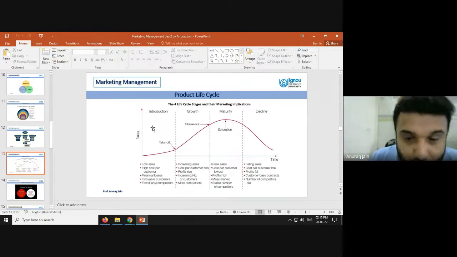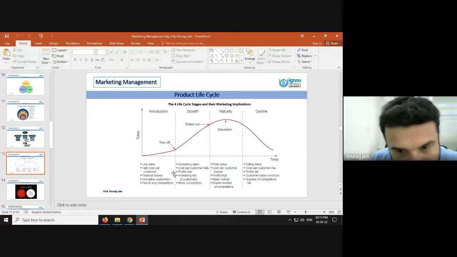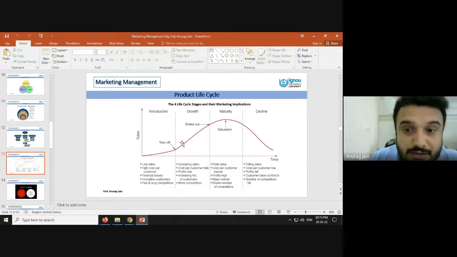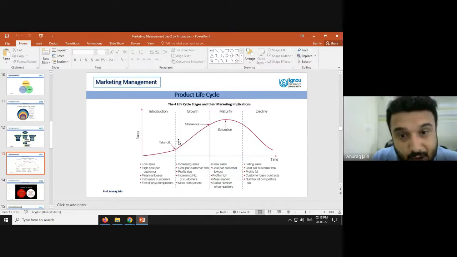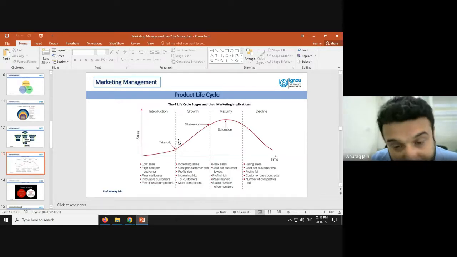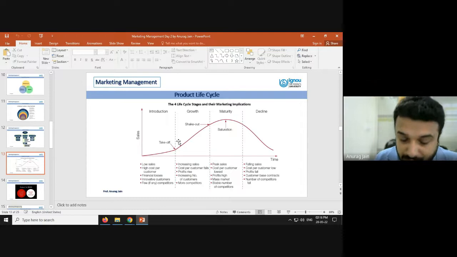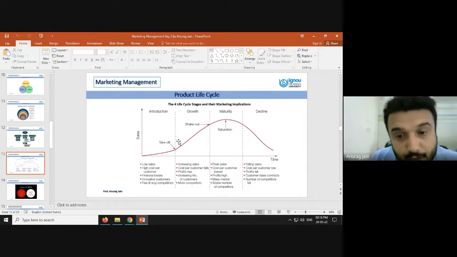So for a product that has been introduced very recently, right? It is at a takeoff stage, right? So what is this takeoff stage? A product has just been introduced. There is a high cost, and customers are now getting awareness about the product, and a good amount of effort will be required on promotion of the product.